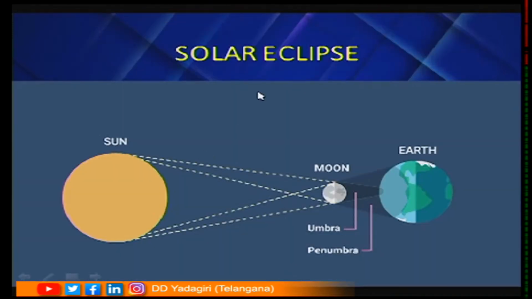Now, let us go to the solar eclipse. Solar means the shadow of the moon is falling on the earth, so a part of the sun is not visible to the people living on the earth in the daytime. Now, when does it occur?